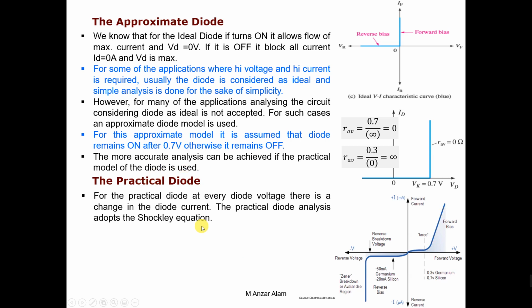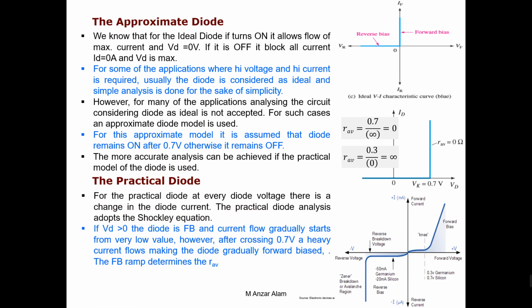Okay, so let's just describe some practical aspects. For the practical diode, at every diode voltage there is a change in the diode current. The practical diode analysis adopts the Shockley equation. Yes. So if the diode is provided greater than 0 volt, then the diode is forward biased and current flows. We can say the diode is in the forward bias and the current flows gradually, starting from a very low value.